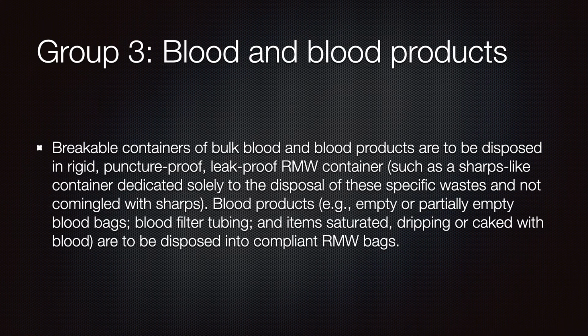Group 3, blood and blood products. Breakable containers of bulk blood and blood products are disposed in rigid puncture-proof containers. Kind of getting confused perhaps on that one. Breakable containers, which would be glass. That's why it has to be rigid like that. A lot of the times we're using plastic bags now. This is really important considering that we're going to Project Valkyrie. We're going to start doing more whole blood products.